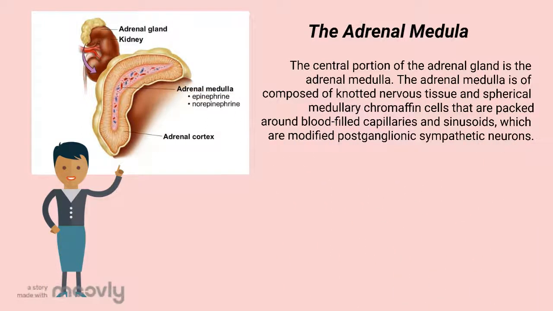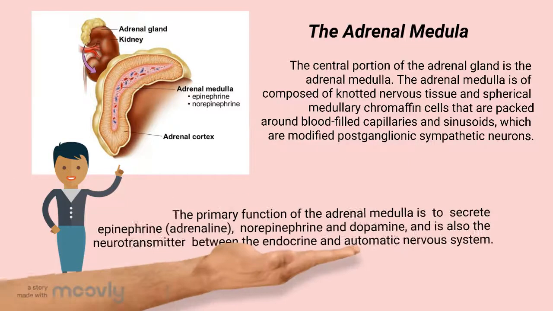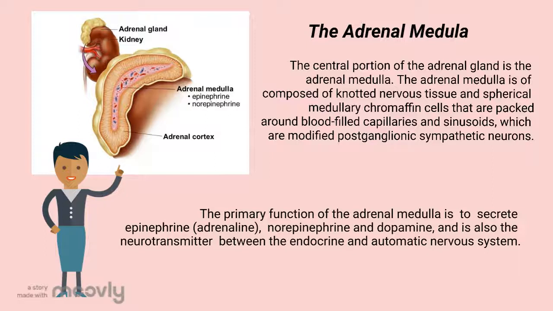The central portion of the adrenal gland is the adrenal medulla. It is composed of knotted nervous tissue and spherical medullary chromaffin cells that are packed around blood-filled capillaries and sinusoids, which are modified postganglionic sympathetic neurons. The primary function of the adrenal medulla is to secrete epinephrine and norepinephrine hormones, and it is also the neurotransmitter between the endocrine and the autonomic nervous systems.